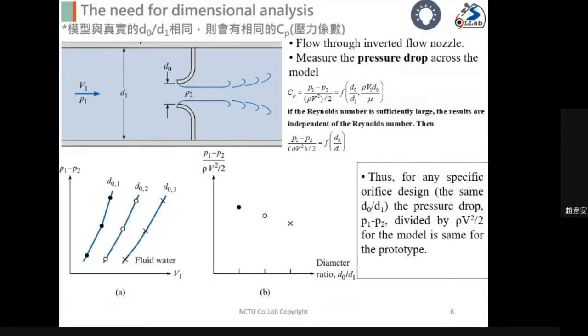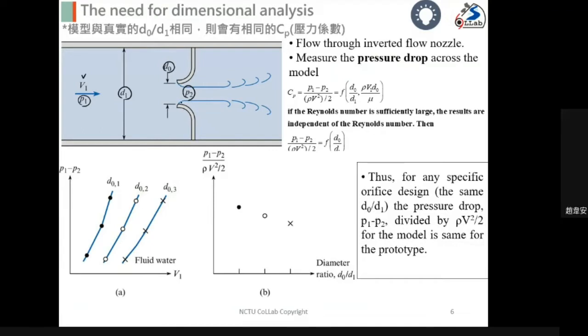So this is one of the examples that explain why we need dimensional analysis. As you can see, this is our free stream velocity, and we have the diameter d1, and we have the small diameter d0. This is pressure one for the free flow field, and this is pressure two in the small diameter region.